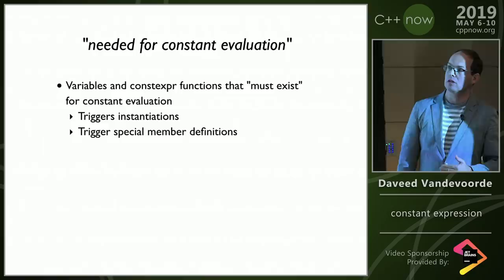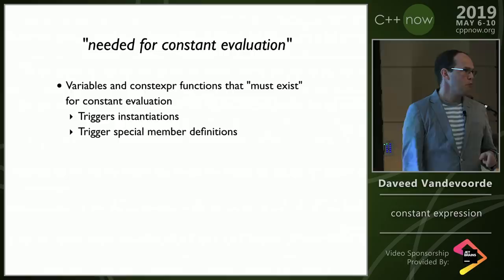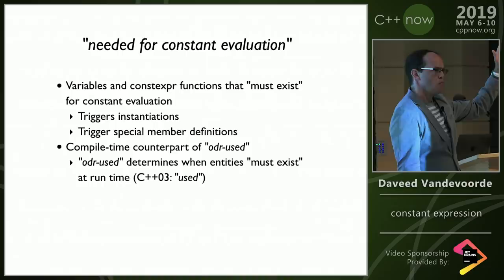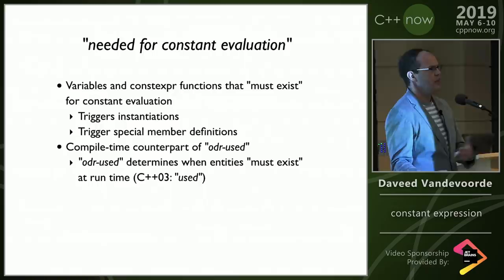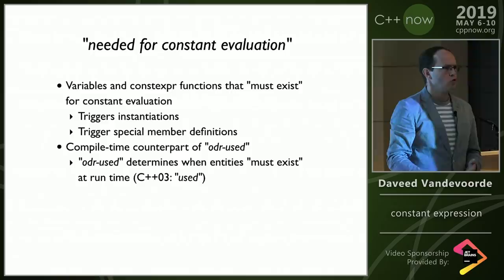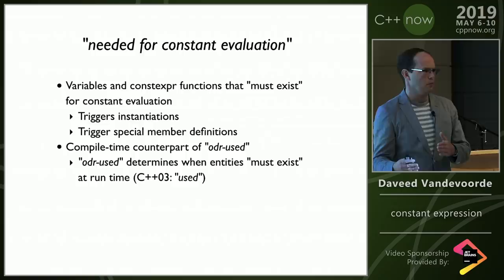We already have in the language a term for the runtime equivalent of that. It's called ODR-used. Can I see a show of hands of how many people feel they understand what ODR-used means in C++11? Okay. Well, you might not know it formally, but you kind of feel that if I call a function, it better be defined, otherwise it's not going to link, right? You're probably going to see this term "needed for constant evaluation" show up more after C++20 because it has become a little more important. The way to think about it is like ODR-used, but for compile time. A function might be needed for constant evaluation but not needed for runtime, or vice versa.